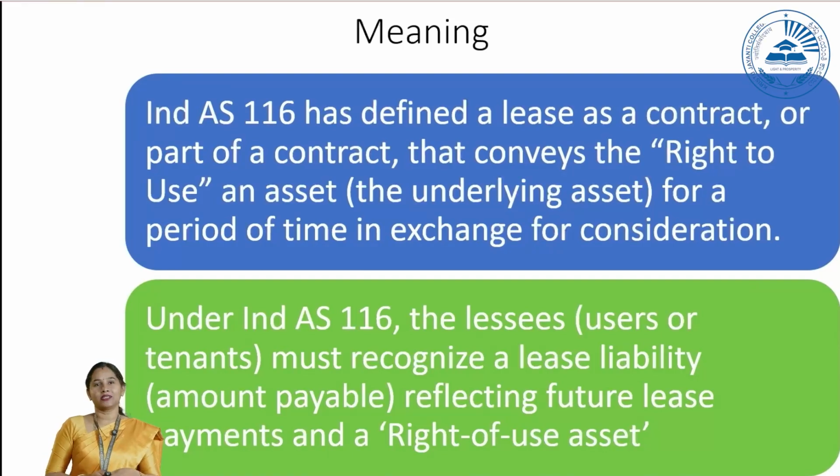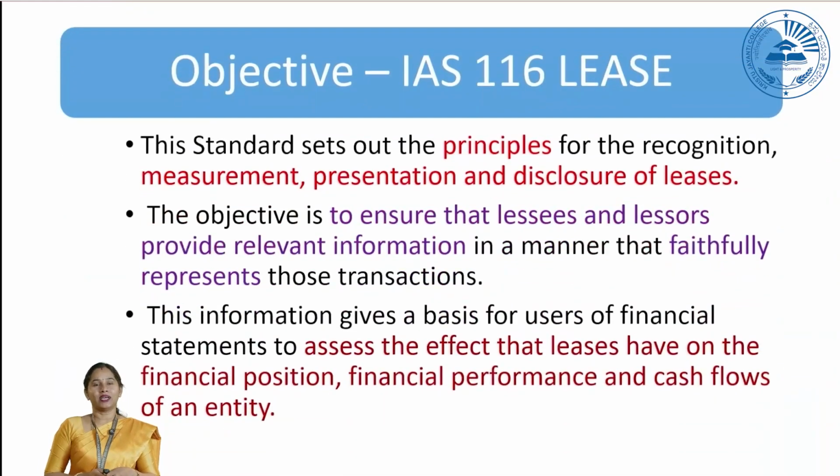So let's see the meaning of the term. Indian Accounting Standard 116 has defined the term lease as a contract between two parties, which conveys the right to use an underlying asset, for example a land or a building. It will be exchanged between two parties for a particular period of time in exchange for consideration. When they exchange their properties, there will surely be a consideration amount paid. There are two parties involved: the lessee, that is the user or tenant who uses the underlying asset, and the lessor, the other party. The lessee will have to show in its financial statement a lease liability reflecting future lease payments and a right-of-use asset.